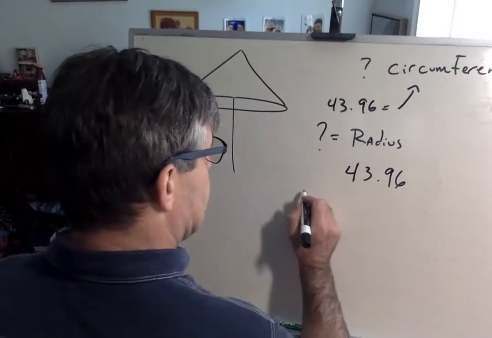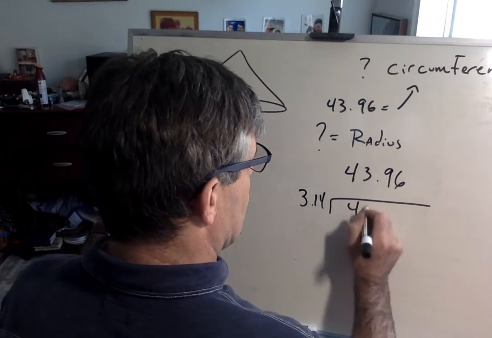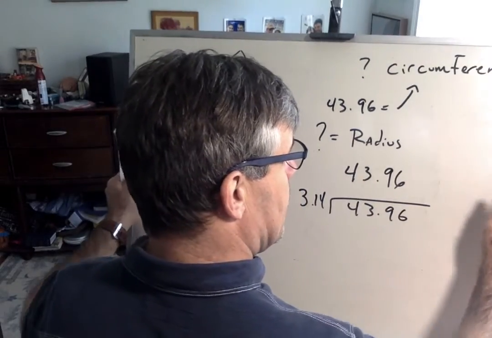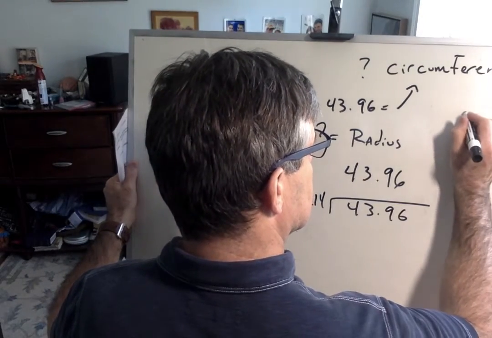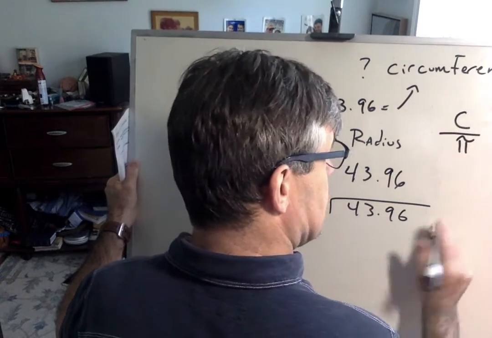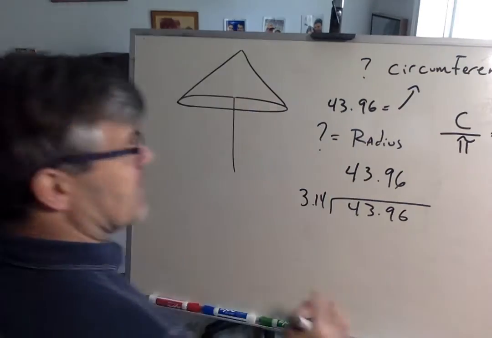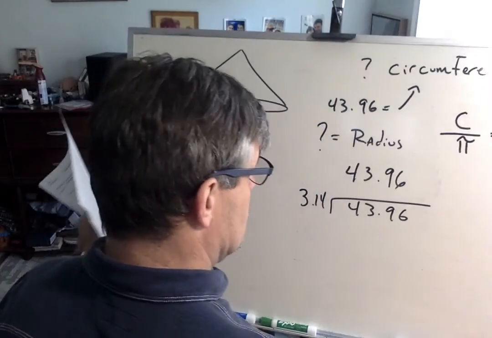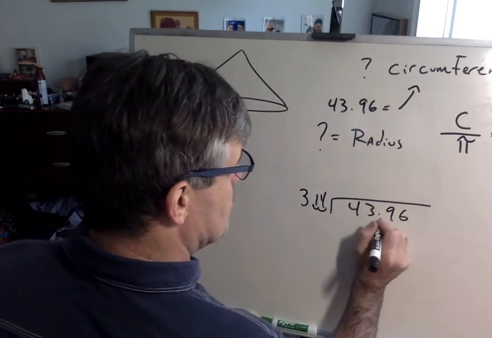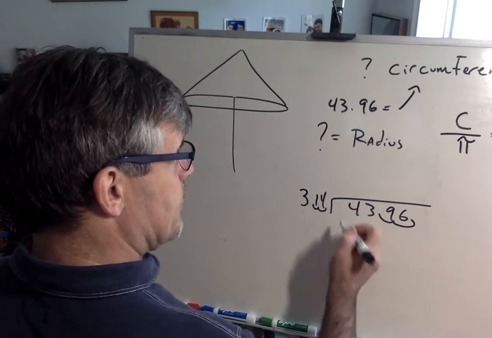Okay. So I have 3.14 goes into 43.96. And remember, circumference divided by pi, which is what we're doing, is equal to the diameter. The diameter, okay? So, one, two. I'm going to say, what's going to go here?